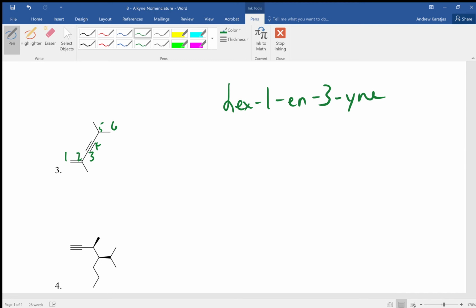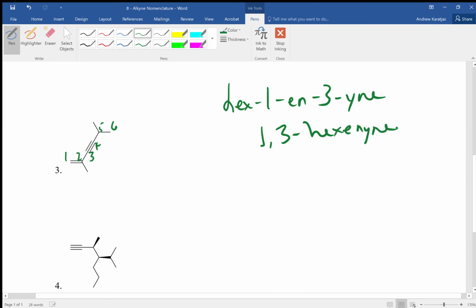This is a good example, though, of why we want to get used to putting those numbers internal to our name. Because if we just said 1,3-hexene-yne, then we don't know. We don't know if the ene applies to 1 or if the 3 applies to the alkene. There's no way to know. And so this is why we're going to put those numbers in the middle of the name as opposed to out front. Otherwise, in this molecule, we just have the 2 methyl substituents, so 2,5-dimethyl hex-1-en-3-yne.